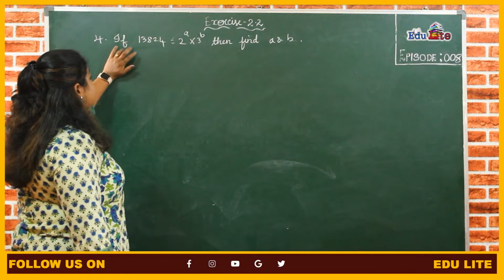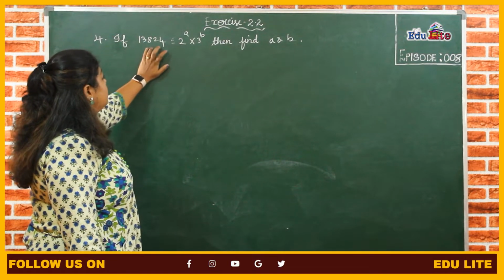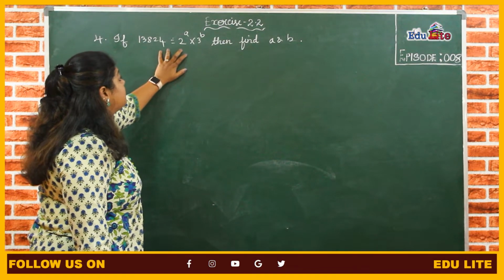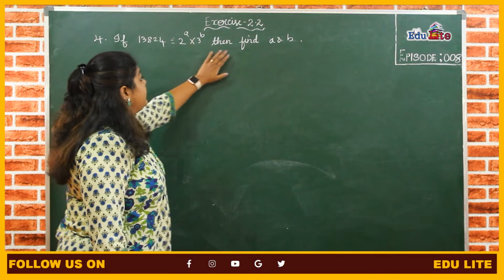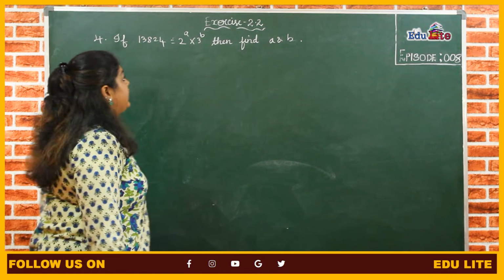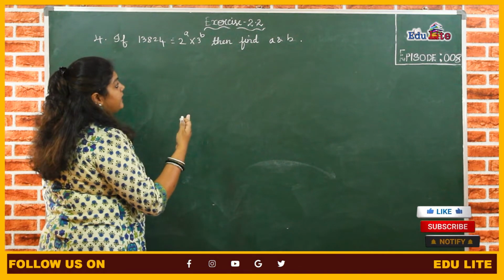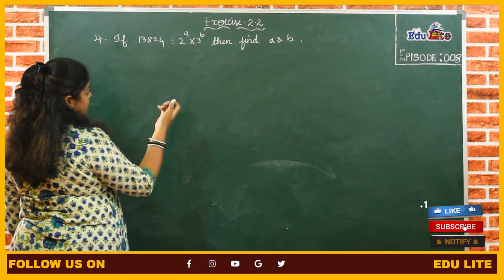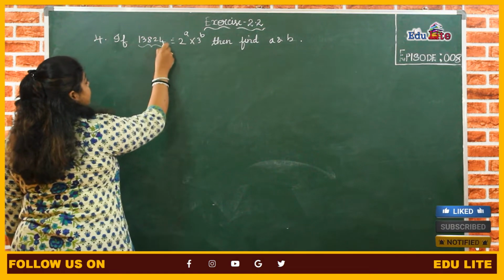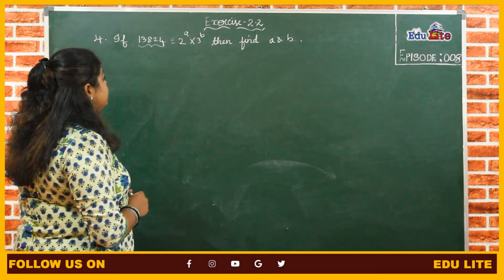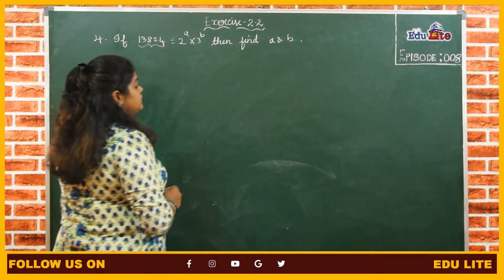Next question is, if 13824 is expressed in the format 2 power a into 3 power b, then we have to find the values of a and b, and it is easy to find. What shall we do? We saw the same format problem in the example also. We will follow the same steps. Now we have to find the prime factors of 13824.